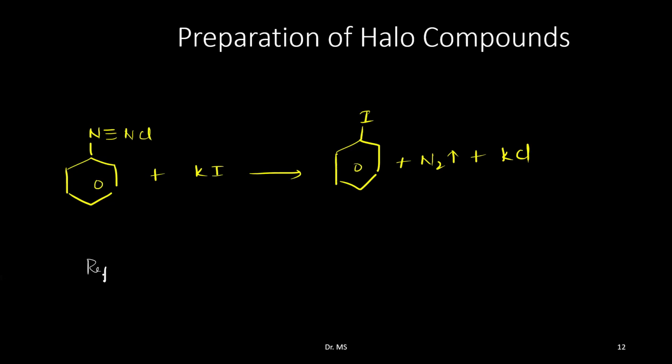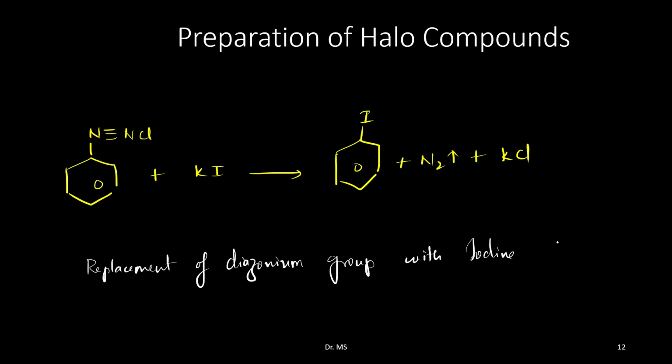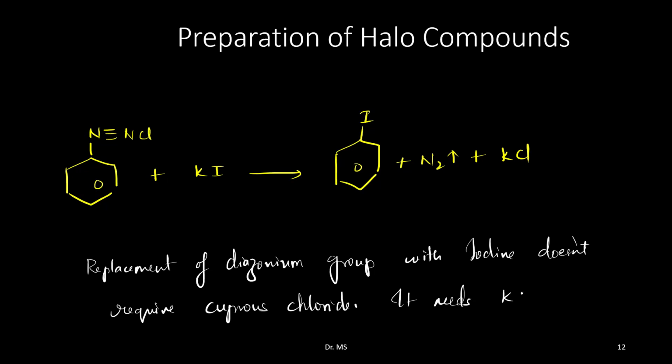So replacement of diazonium group with iodine doesn't require cuprous chloride. It needs potassium iodide. Okay. And you are getting the potassium chloride at the end.